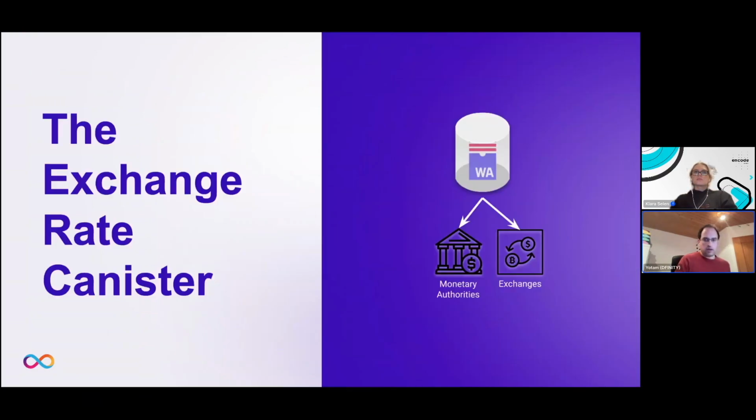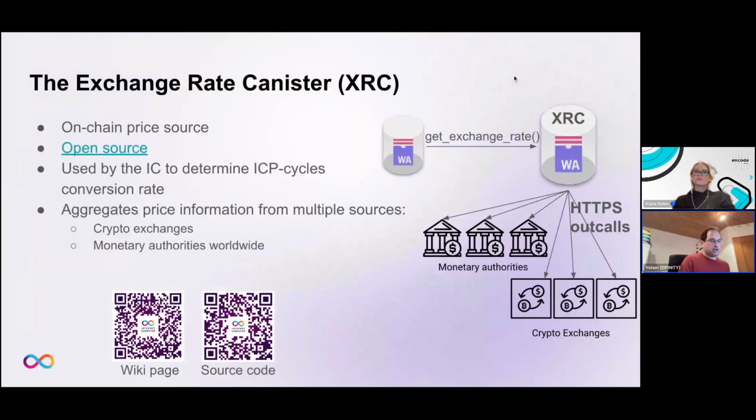I think I don't have much time left because we talked a lot. That's good, but let's go to the exchange rate canister for a moment, because I think it's very useful. It might be very useful for some of you if you want to do something with DeFi. So the exchange rate canister is just yet another canister on the Internet Computer, and it's an on-chain price source developed by DFINITY, provided to the community, and it's open source. You could even deploy another copy of it if you wanted to.